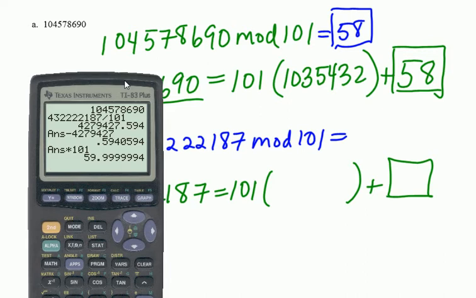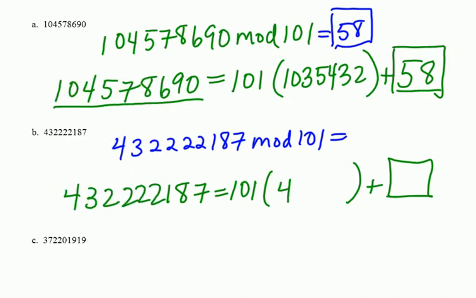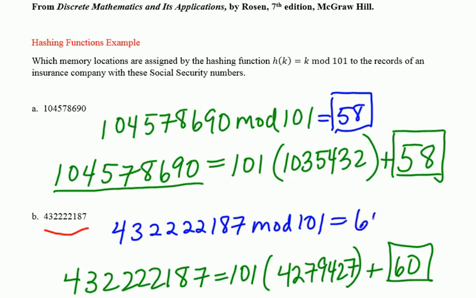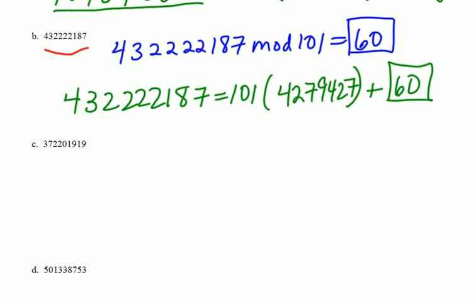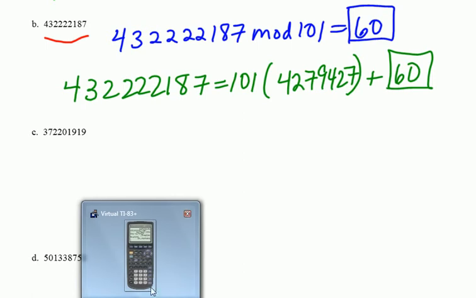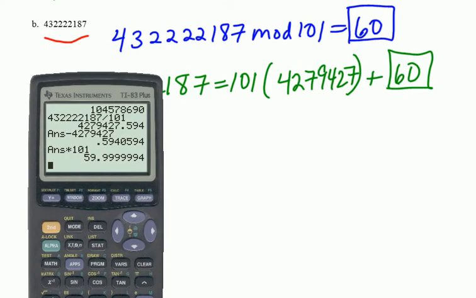So what does that mean? That means that I have this number, 4279427. If I multiply that by 101, I'm still not back to my original number yet. I have to add 60 onto it. And that's my answer up here, 60. So this particular person's file is going to go into location 60. Aha. Now, we don't have to check that answer, but let's keep going.